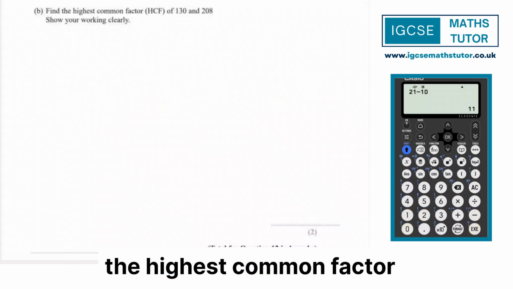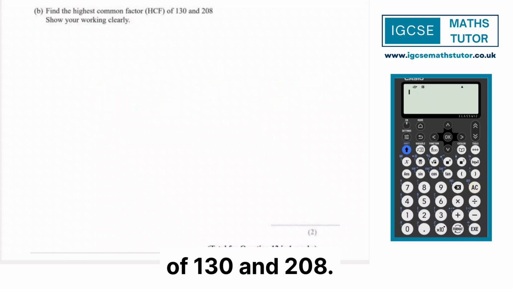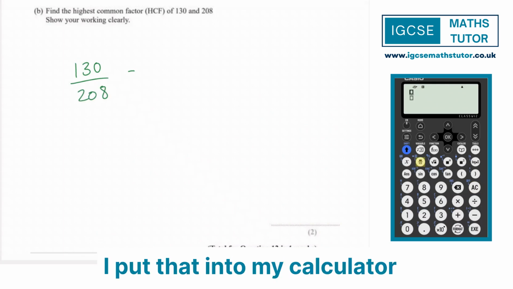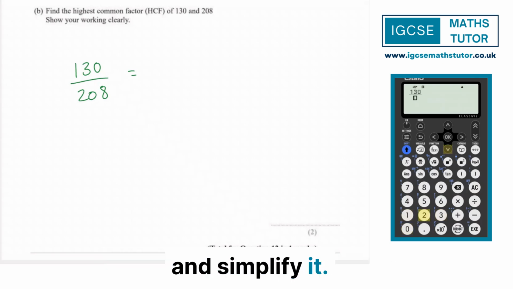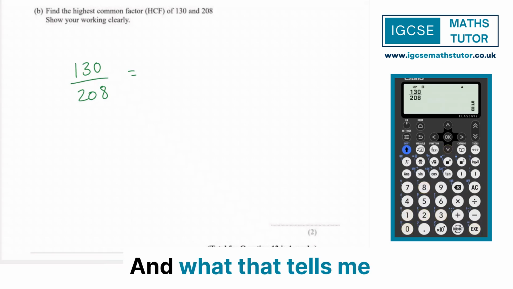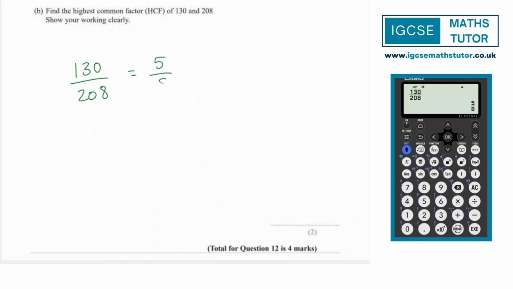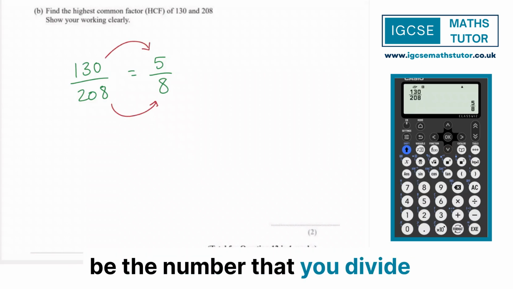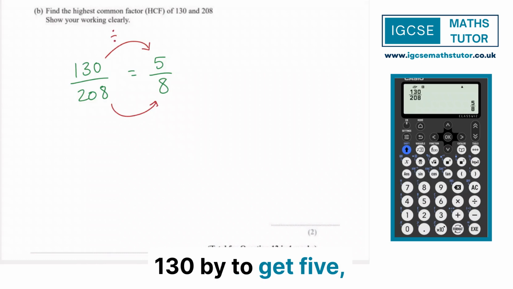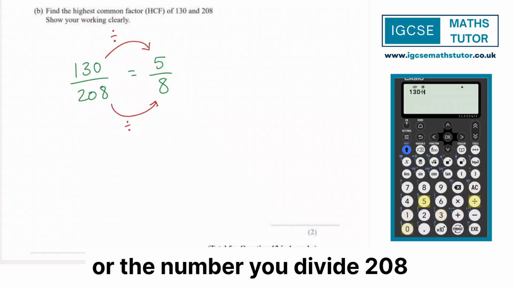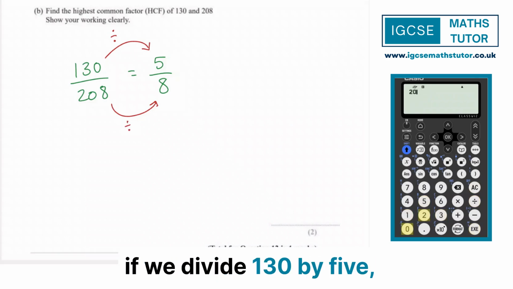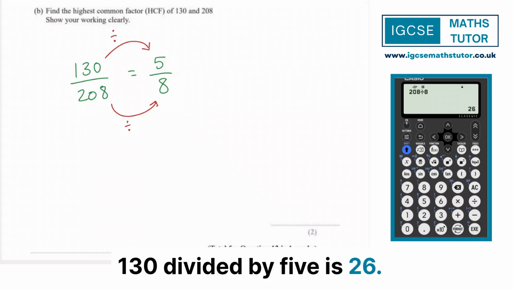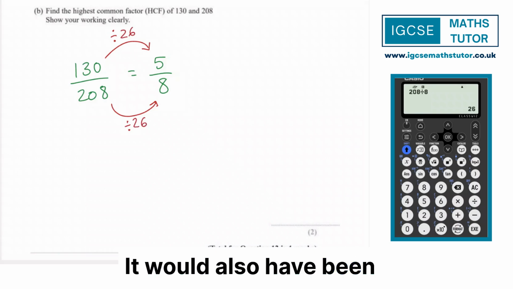Part B, the highest common factor of 130 and 208. My favorite way of doing this now is to write it as a fraction. I put that into my calculator and simplify it. And what that tells me is it's 5/8. Now the highest common factor would be the number that you divide 130 by to get 5, or the number you divide 208 by to get 8. Now, if we divide 130 by 5, we will find that number. 130 divided by 5 is 26. It would also have been the number there.